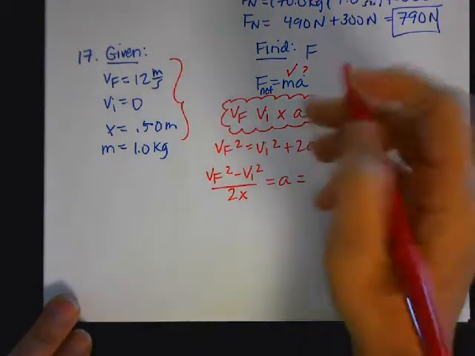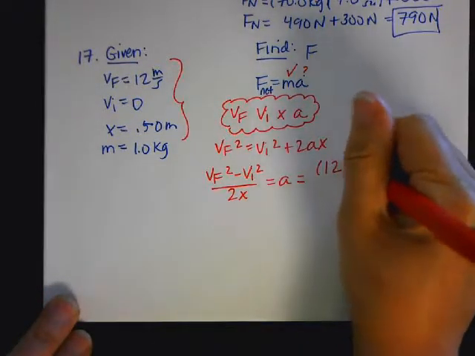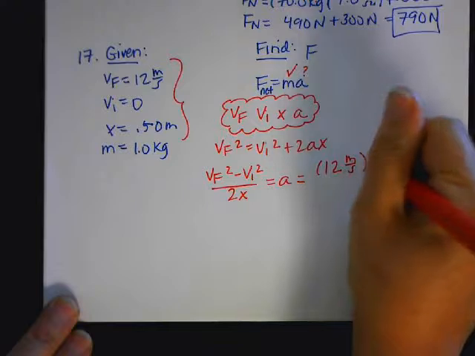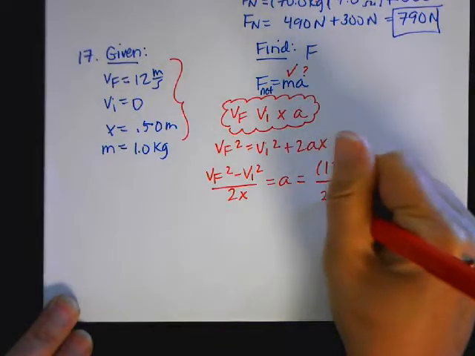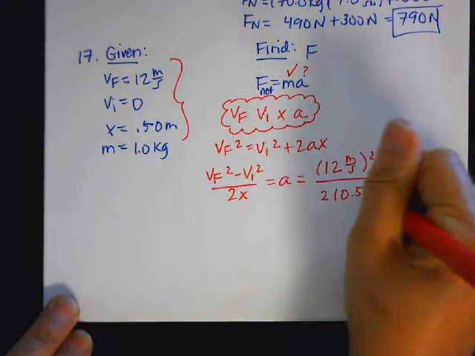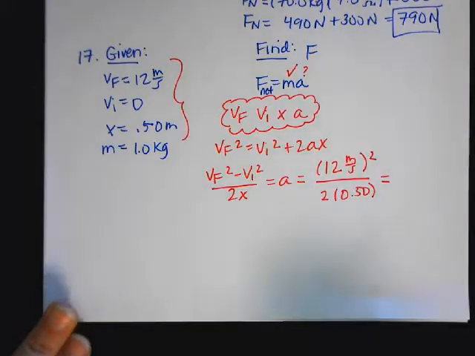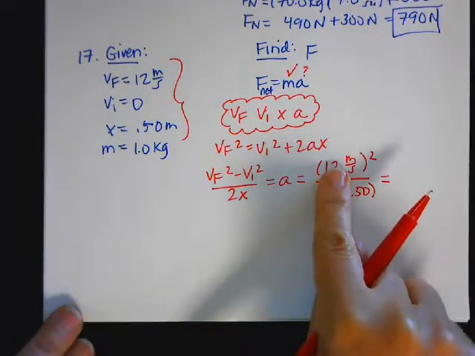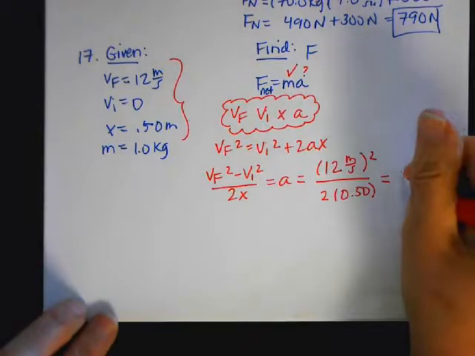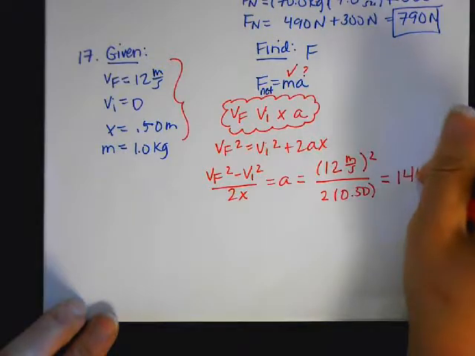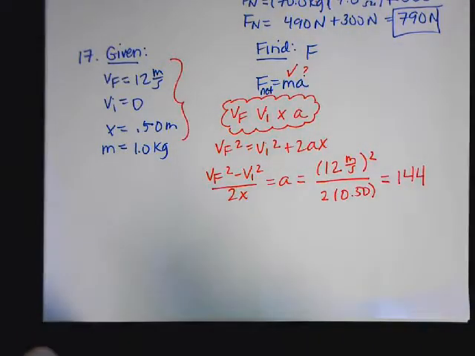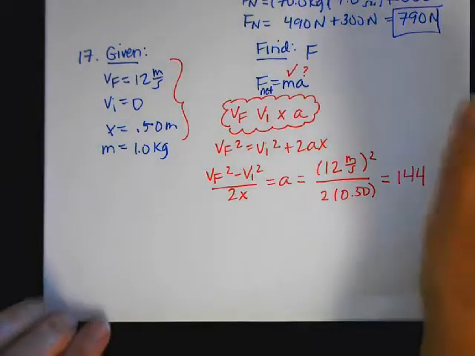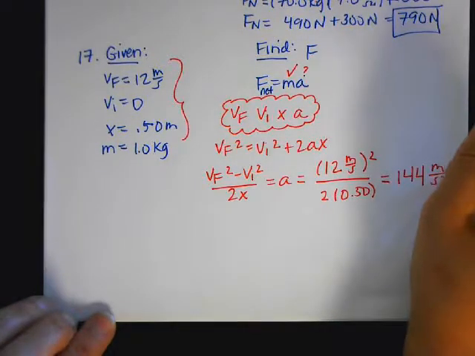So this is equal to 12 meters per second, squared, over 2 times 0.50. So 12 squared divided by 1, and 12 squared is 144. Meters per second squared. So that's my acceleration.